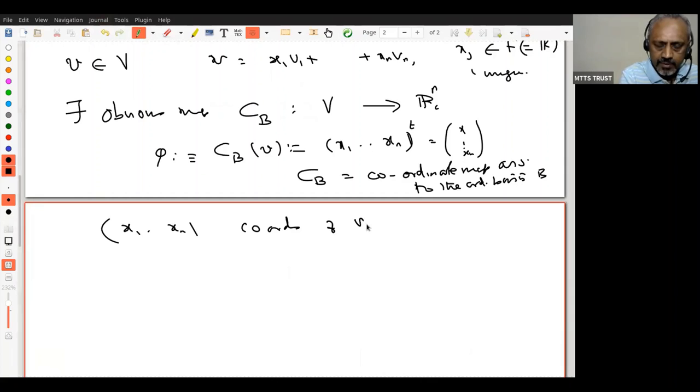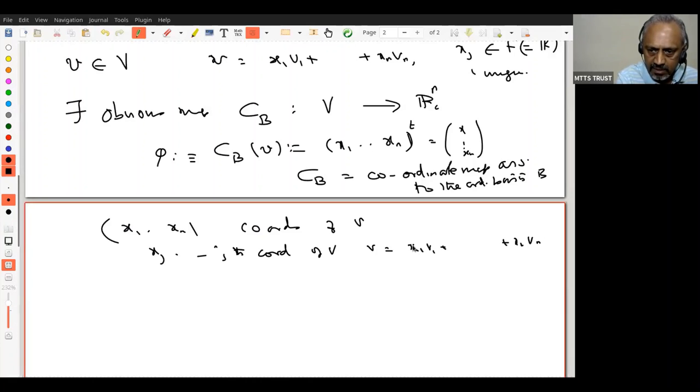of the vector v. And notice that when I say xj is the jth coordinate of v, what does it mean? If I write v as the summation of x1 v1 up to xn vn, or let us say a1 v1 up to an vn, then the coefficient of vj, namely aj, is nothing other than xj. You understand that? So these are the coordinates.